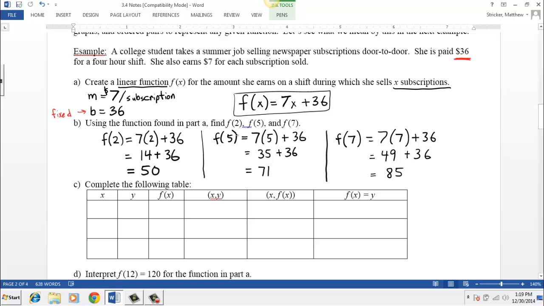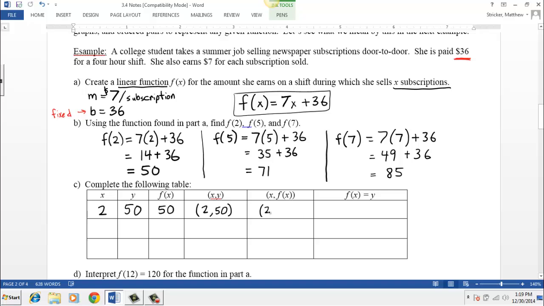Now let's complete the table for the information that we just found in part B. So the first thing we found is that when our input was 2, our output was 50. And we can also remember that f of x is the same as y. These are interchangeable. So if y is 50, f of x is 50. We could write this information as an ordered pair: 2, 50. x comma y, which is the same as writing x comma f of x, because y and f of x again are the same.